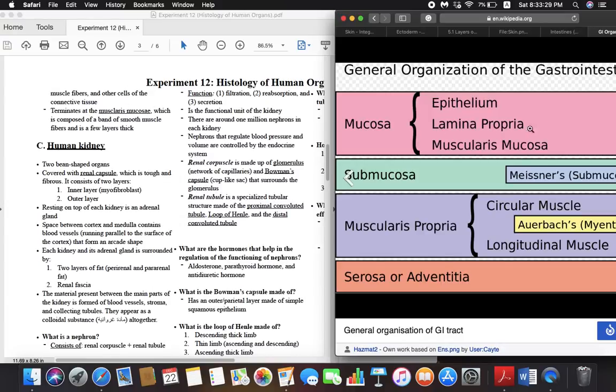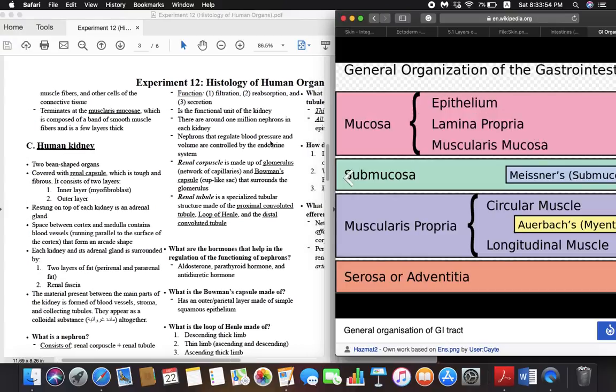The lamina propria ends at the edge of the muscularis mucosa, which is composed of a band of smooth muscle fibers and is a few layers thick. So all of these 3 layers, the epithelium, which is made up of simple columnar epithelial cells, the lamina propria, which is made up of loose connective tissue in addition to other things, and the muscularis mucosa, which is made of smooth muscle fibers, are all a part of the mucosa.